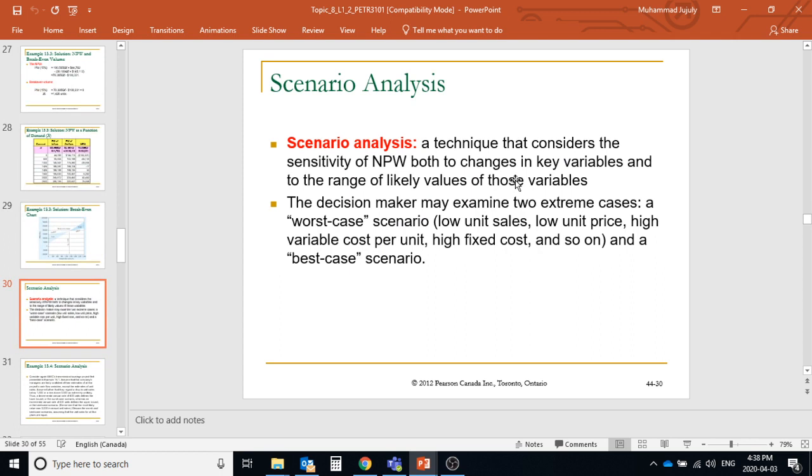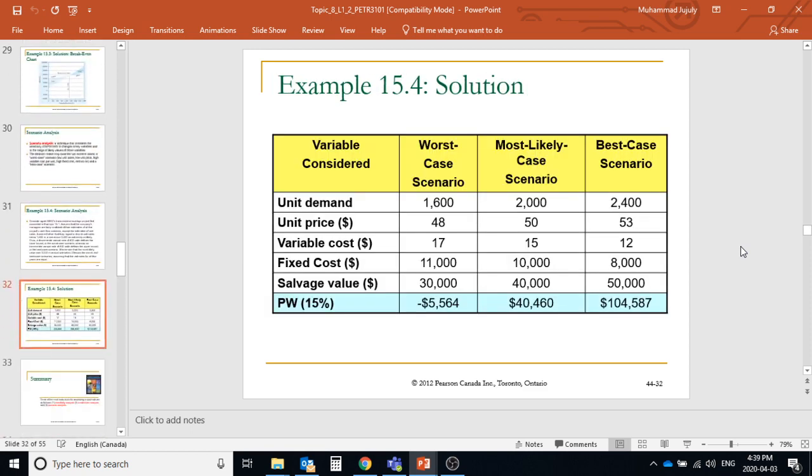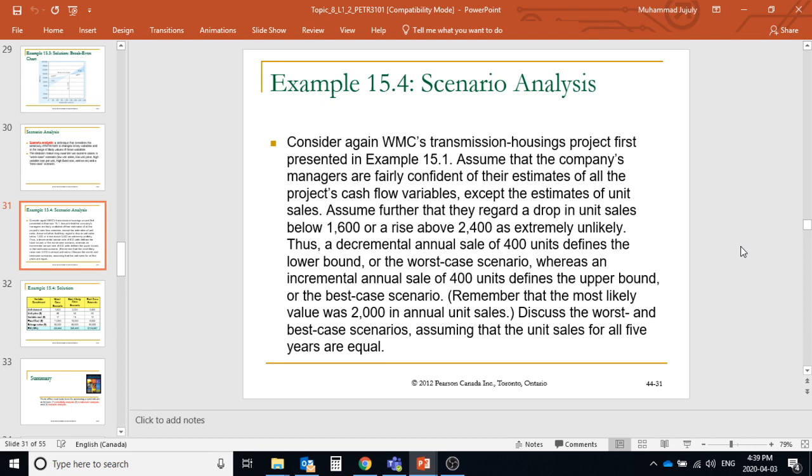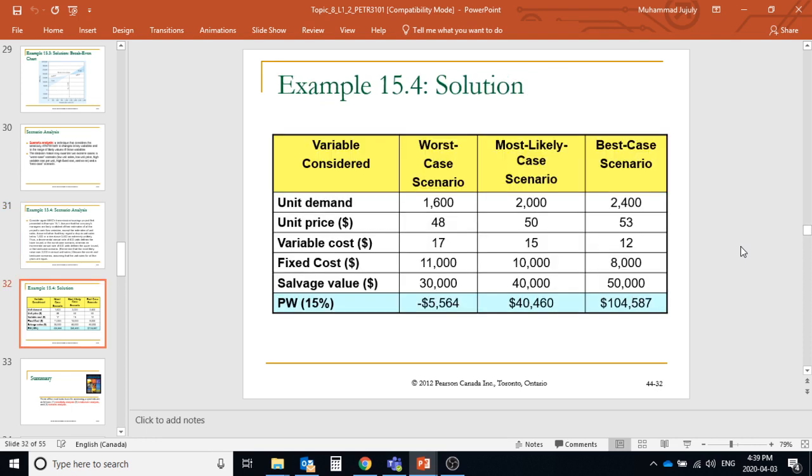Okay, scenario analysis. Scenario analysis, as we said already, is the technique that considers the sensitivity of the NPW to changes of the key variables over a range of likely values of those variables. So it will give cases like the best case scenario and the worst case scenario. 15.4 gives similar types of best case and worst case scenarios, and from there you can also get the most likely case scenario.